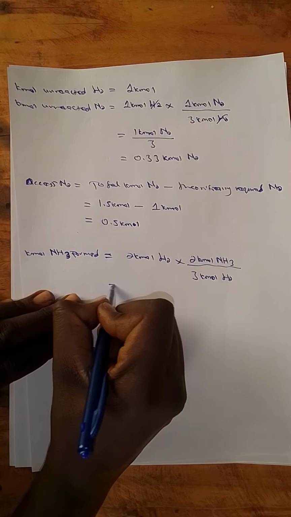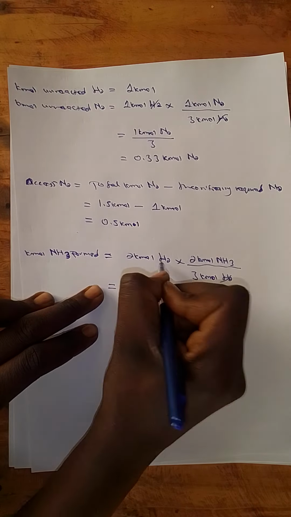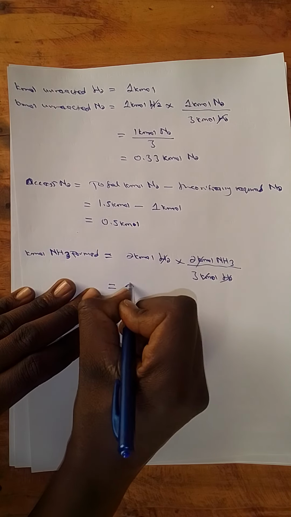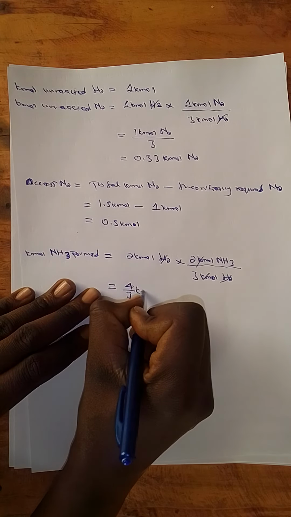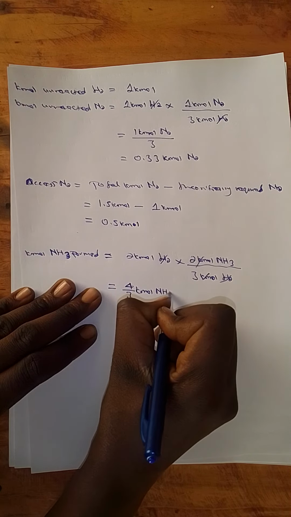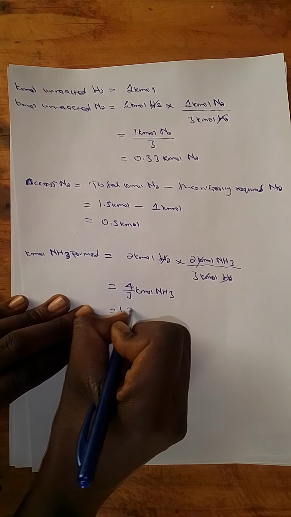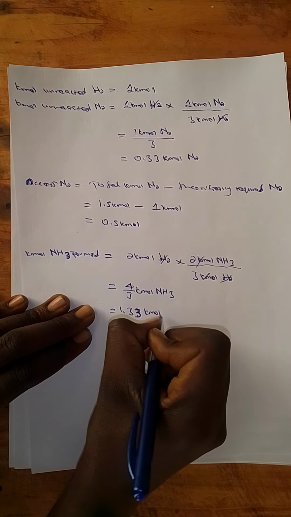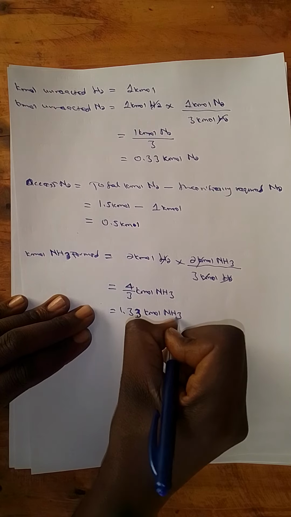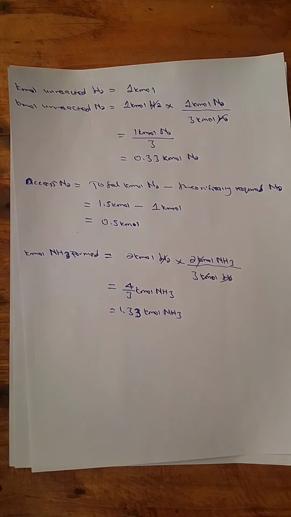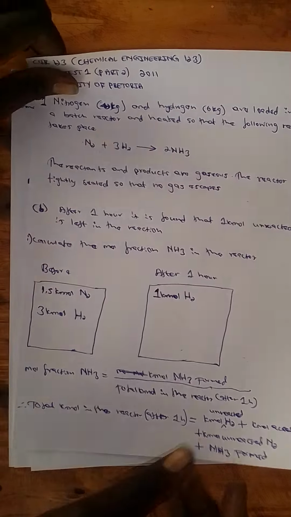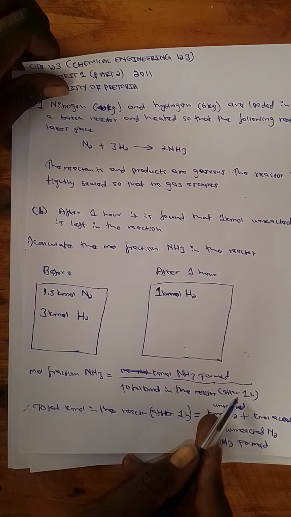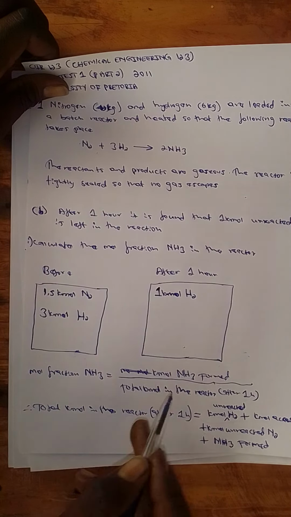Now with that said, because the hydrogen falls off, we are left with 4 over 3 kilomole NH3, and that becomes 1.33 kilomole NH3. Now let's go back to our equation. Remember, the mole fraction needs the kilomole of NH3 formed all over the total kilomole in the reactor.